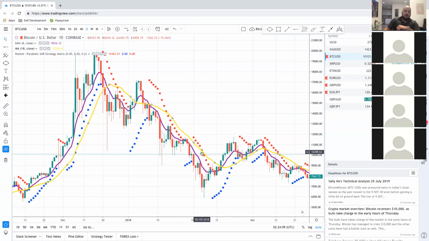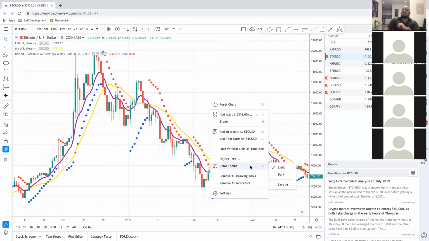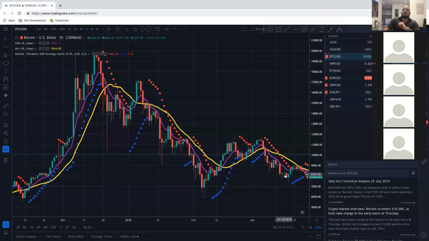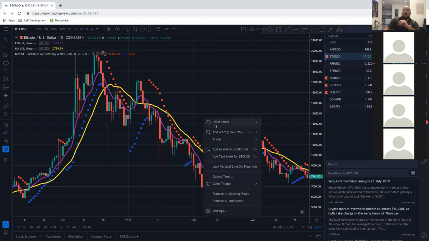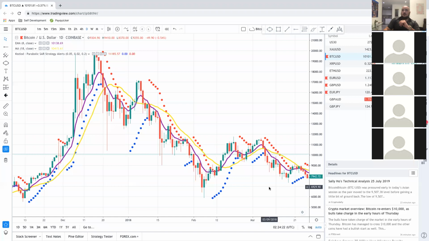Guys, here's a quick trick. Some of you guys may like this better. You can go with a dark theme. Depending on the time of day and my mood, sometimes I'll go dark, sometimes I'll go light. So whatever's good on your eyes, that's a little trick for you guys to know, okay?